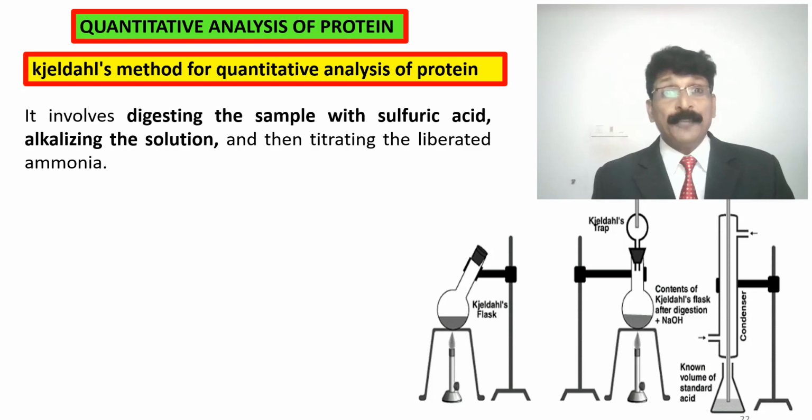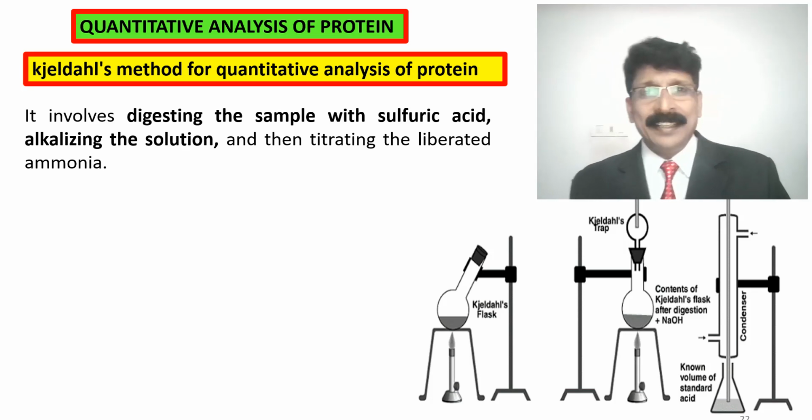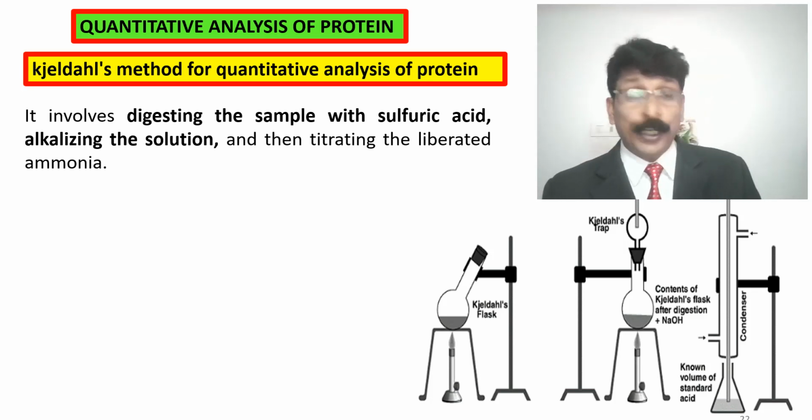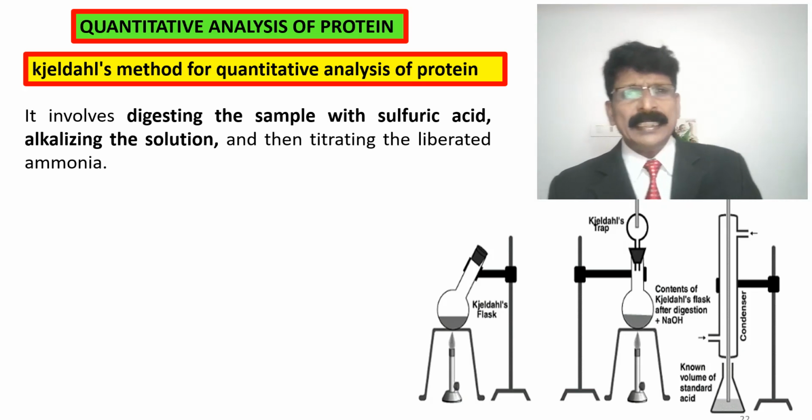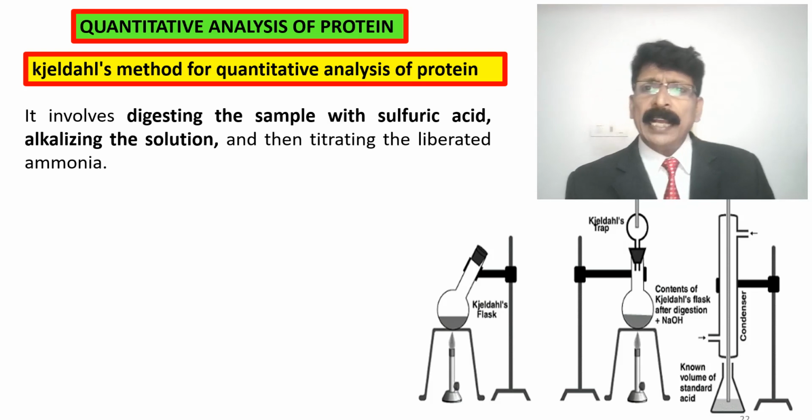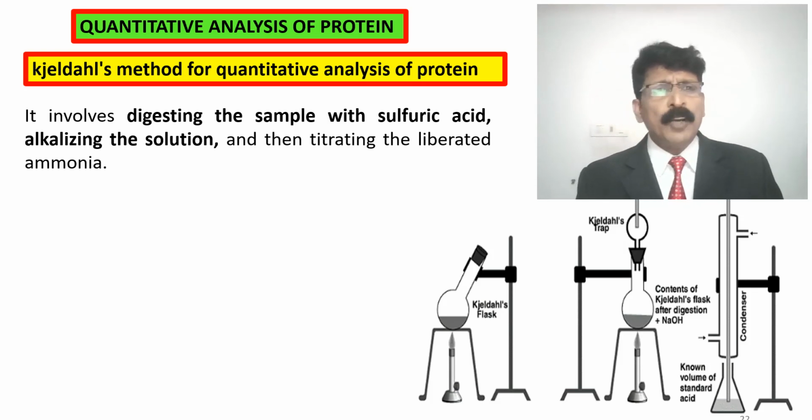Once if you listen, you can understand. Nitrogen is present in the protein due to the building blocks of amino acids. So that nitrogen can be made into liberated ammonia.